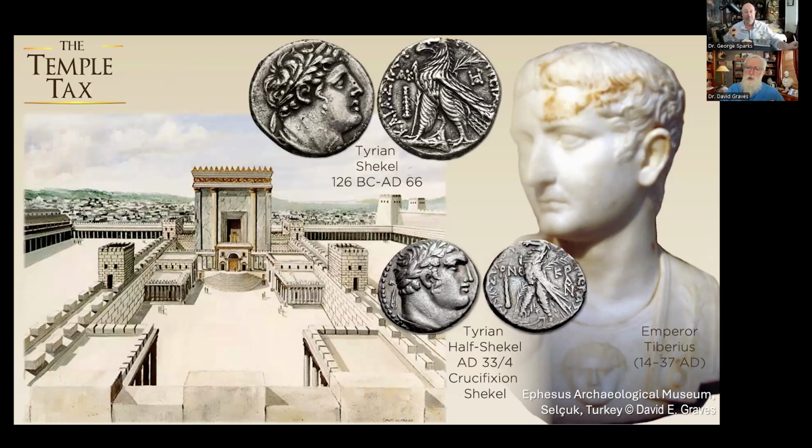Here we have the Tyrian shekel, which was the temple tax. We've already talked about this in previous podcasts. The half shekel and the full shekel. It was a half shekel for the temple tax per person. So if you were a couple, then you had to give a full shekel.